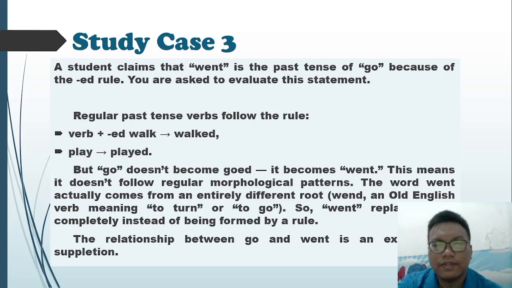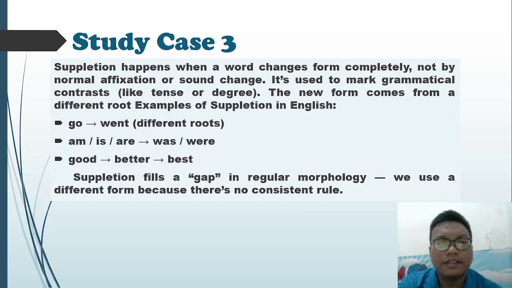Regular past tense verbs follow the rule verb plus -ed, like walk to walked, play to played. But "go" doesn't become "goed", it becomes "went." Suppletion happens when a word changes form completely, not by normal affixation or sound change. It's used to mark grammatical contrast, like tense or degree. The new form comes from a different root.